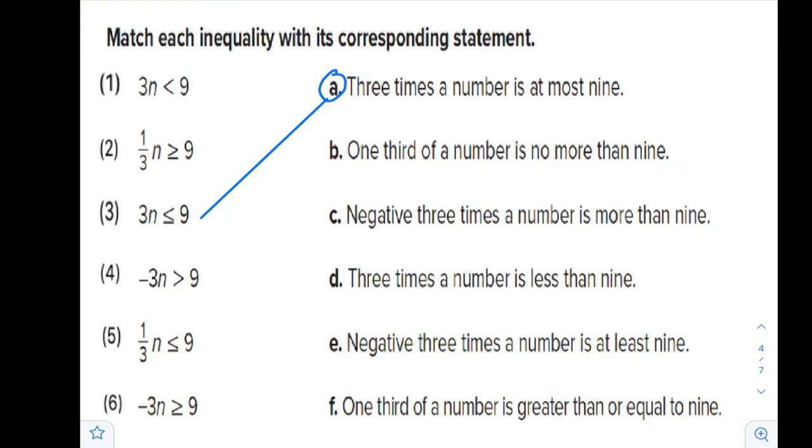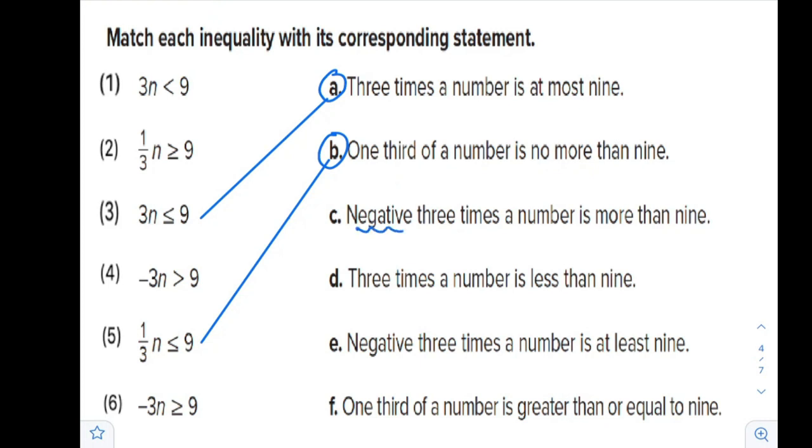Perfect. Let's see number 2. One-third of a number is no more than 9. No more than means what? No more than will be less than or equal. So one-third n less than or equal to 9, then this is 5 as well. This is number 5.